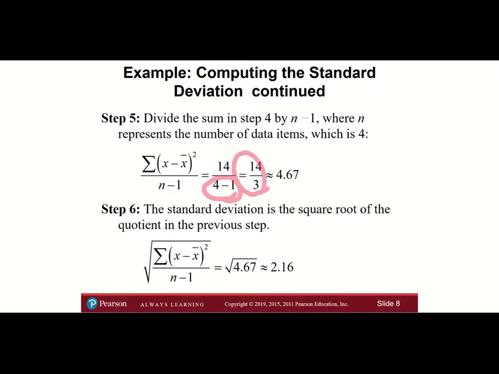A lot of times you're going to get a decimal. You'll probably want to round it to 2 decimal places, but look to see what they say and how far they want it rounded. When we rounded, we ended up with approximately 4.67. Then you take the square root of that value. The square root of 4.67 is approximately 2.16, and that is the standard deviation for the set of data points that we have.